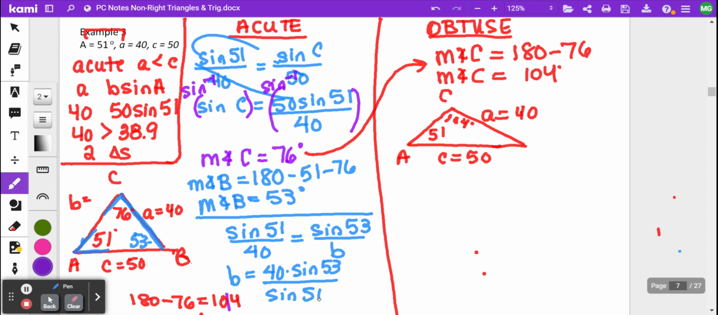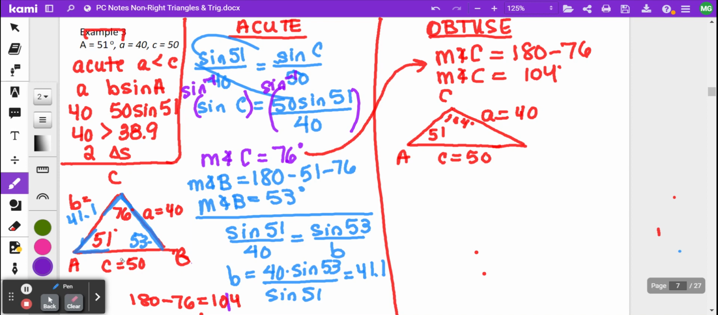And if it takes you two steps to get there, that's fine, because you're going to cross multiply and then divide by the sine of 51. When you put that in your calculator, make sure you either use the fraction key or parentheses correctly around 53. What you should get is 41.1. So this is 41.1.